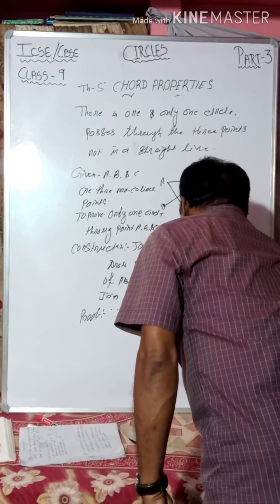Now take another question, take a screenshot. Now we will go to another example, example 2. A chord of length 48 centimeter is at a distance of 10 centimeter. This is the chord, this is the center. Suppose this is a chord AB, a chord of 48 centimeter. The distance from the center O is 10 cm.